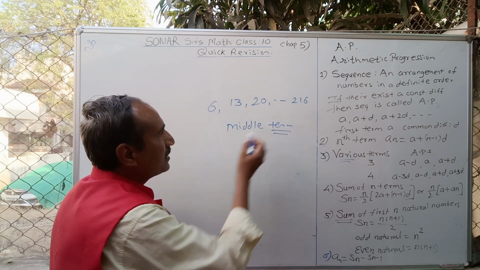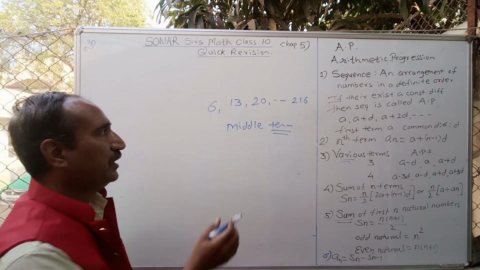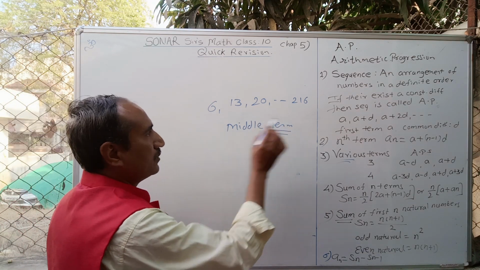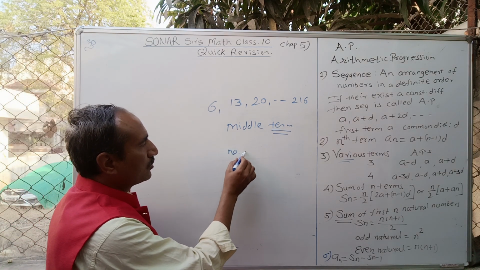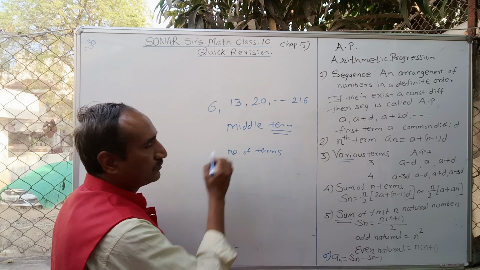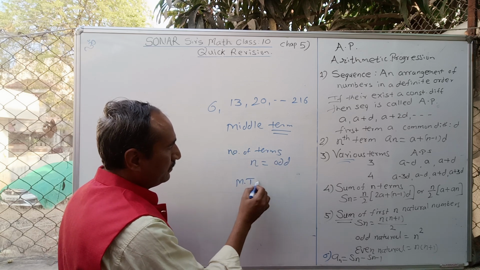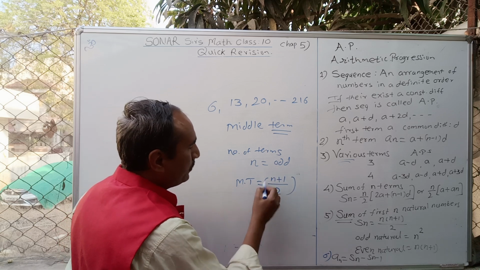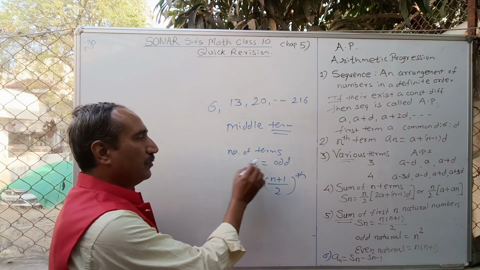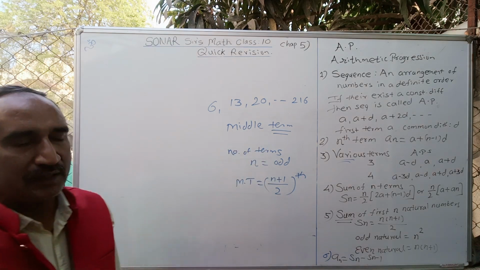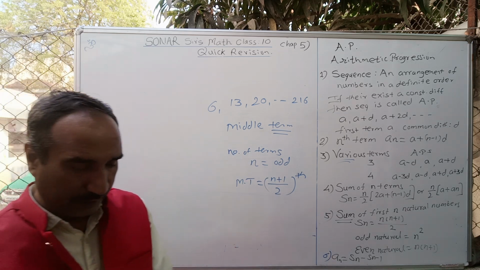Now, the middle term concept is used in statistics and data in 9th standard also. If there are a number of terms, first we'll have to find out the number of terms, n. If the number of terms is odd, then the middle term is the (n plus 1) upon 2th term. This is the formula.